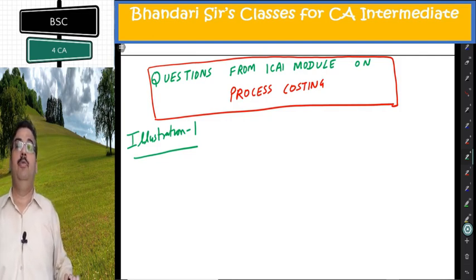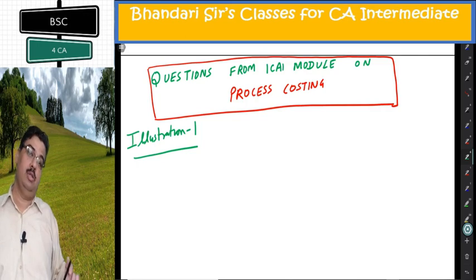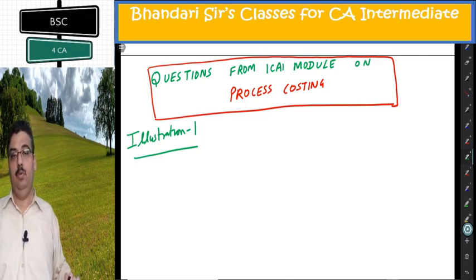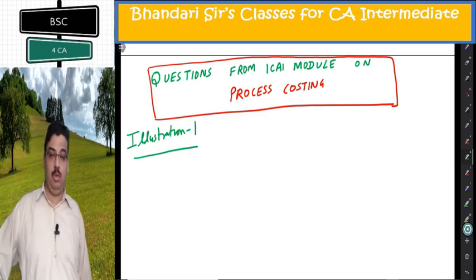Today we are starting with the practical questions from process costing. There are some illustrations in your institute module, some examples and some unsolved questions at the end. We'll be doing most of these in the class. I'm starting with an illustration there.